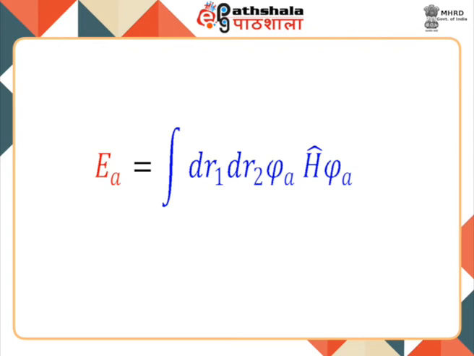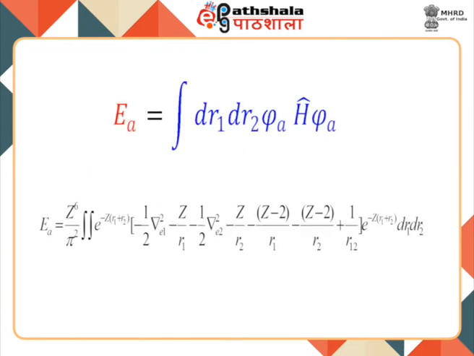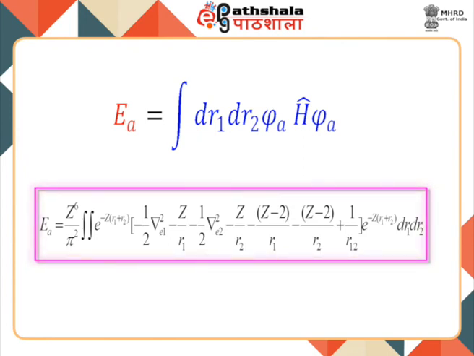Substituting the trial function and Hamiltonian in equation 16 gives us equation 16a for approximate energy, which is EA equals Z to the power 6 by pi square into double integral e to the power minus Z into (r1 plus r2) into [minus 1 by 2 del1 square minus Z by R1 minus 1 by 2 del2 square minus Z by R2 minus (Z minus 2) by R1 minus (Z minus 2) by R2 plus 1 by R12] into e to the power minus Z into (R1 plus R2) dr1 dr2.